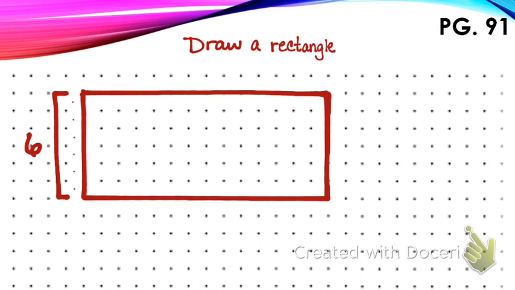I want to do that across the top as well. You're not counting the dots, you're counting the space between the dots. 1, 2, 3, 4, 5, 6, 7, 8, 9, 10, 11, 12, 13. Mine is 14.